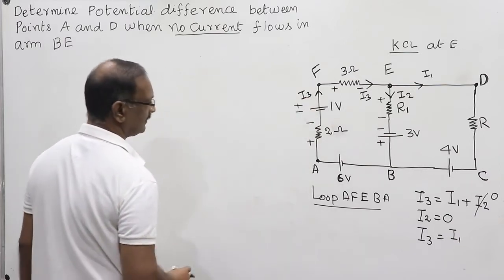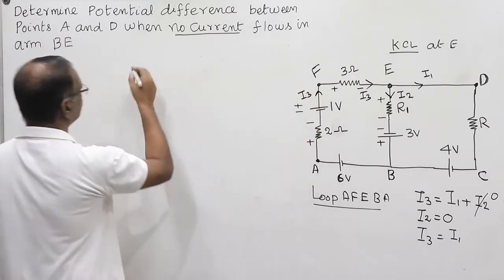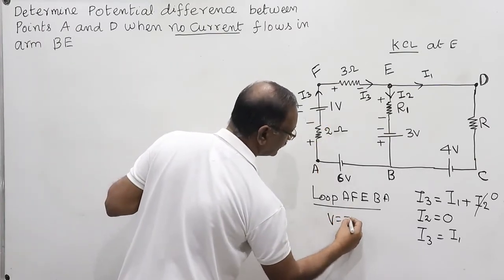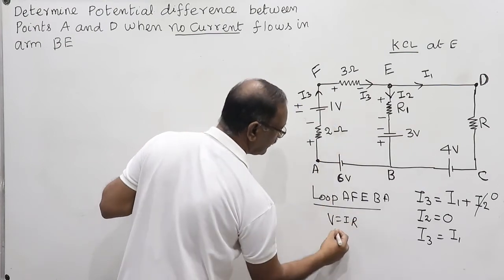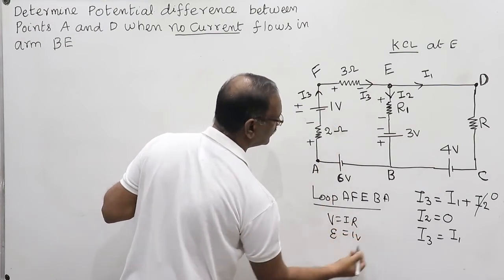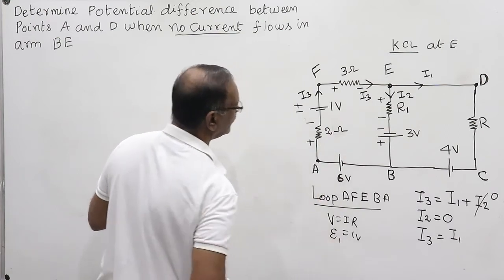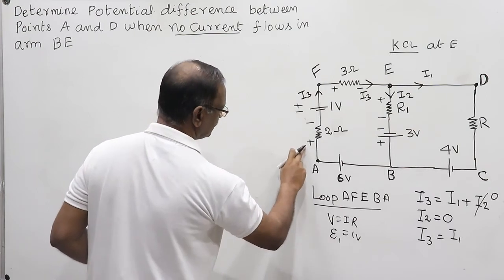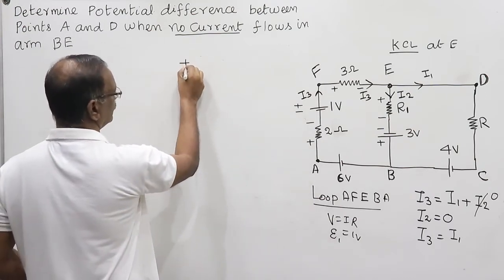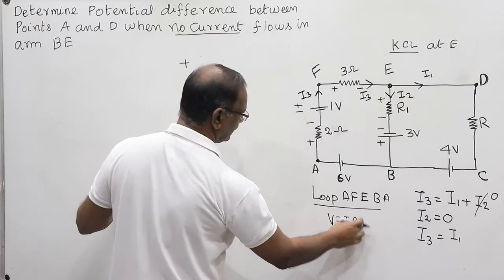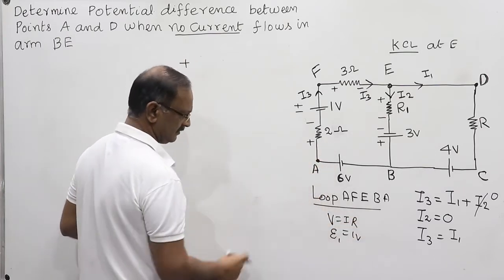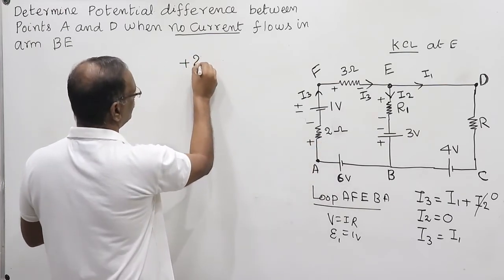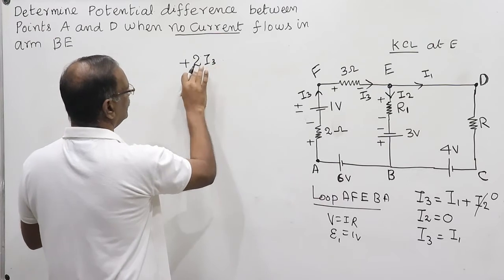A to F means the current is flowing this way, so this is a positive voltage, because V is equal to IR. In the battery, the EMF is 1 volt. Moving from A to B, this is positive, so it is a positive voltage equal to I into R. The current flowing here is I3 and R is 2, so 2 into I3.